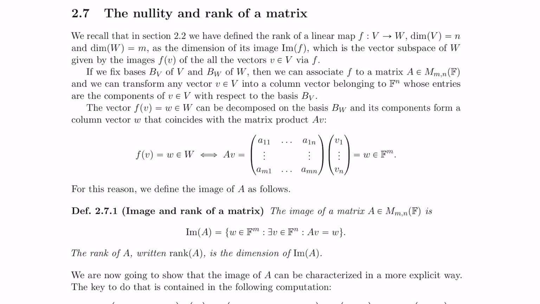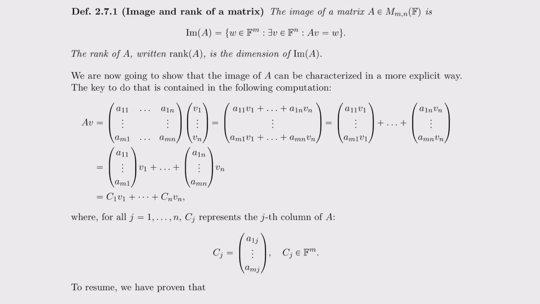Thanks to this consideration, and since the images of vectors belonging to the domain vector space by F are those that compose the image of F, we can define the image of the matrix A as follows. Given the matrix A with m rows and n columns, its image is the vector subspace of Fm given by all the vectors that can be written as the matrix product of the matrix A with a column vector v belonging to Fn. The dimension of the image of A is called the rank of A.